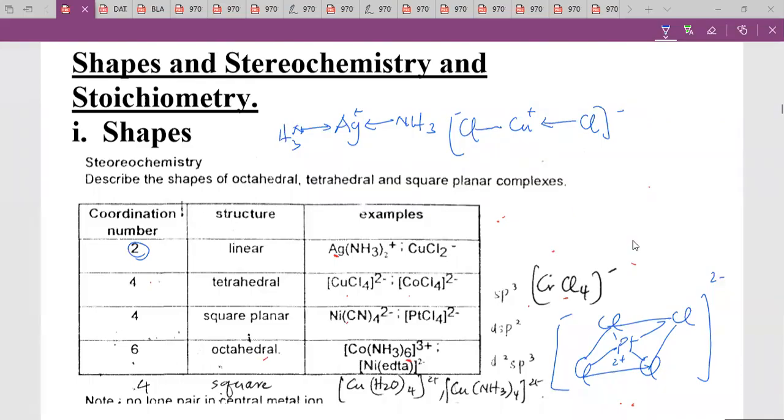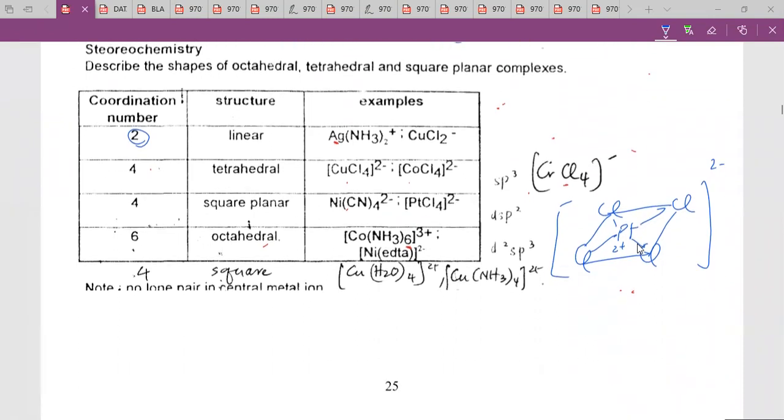Hi guys, today we're going to talk about shapes and stereoisomerism, okay? Stereochemistry, okay? And of course, let's start with shapes as we've done this before.